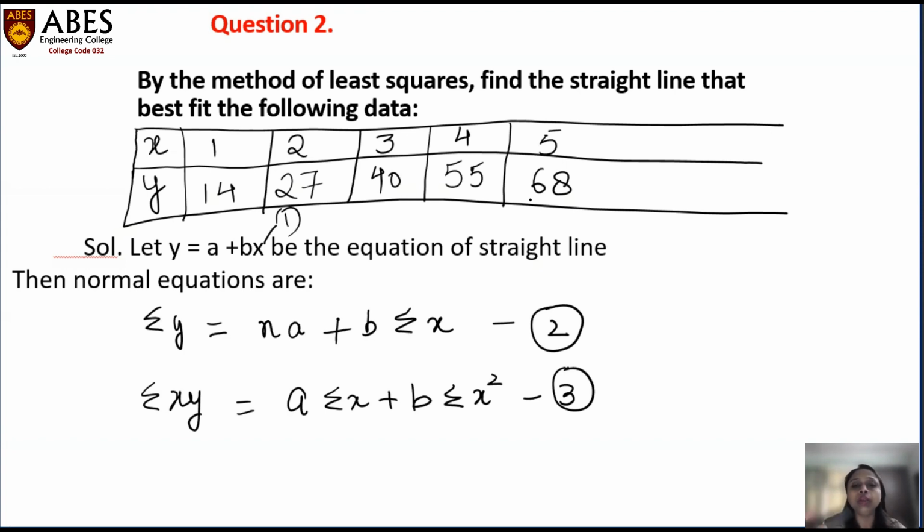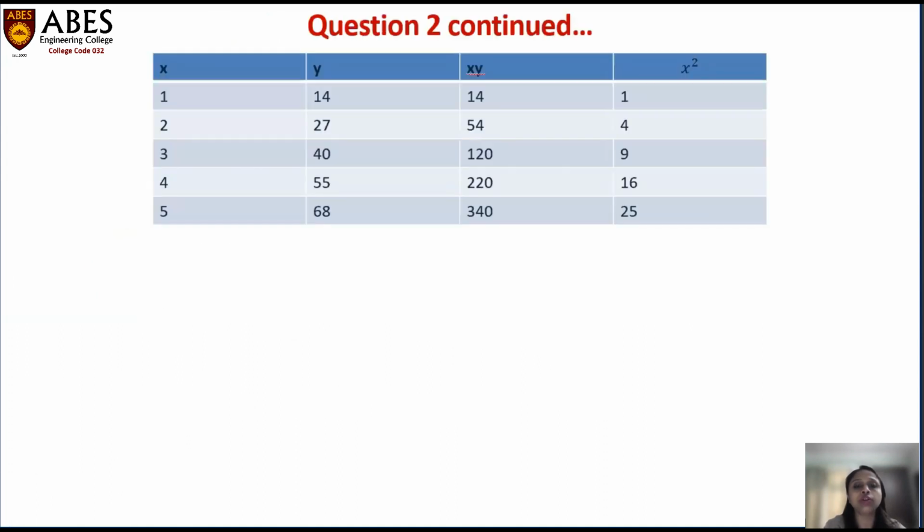Again, I need to find the values of summation y, summation x, summation xy, and summation x square from the following data. So we will solve the following data accordingly. So these are my values. Summation x, correspondingly y is over there for x, and then x into y. These are the values for x into y and x square. These are the values for x square.